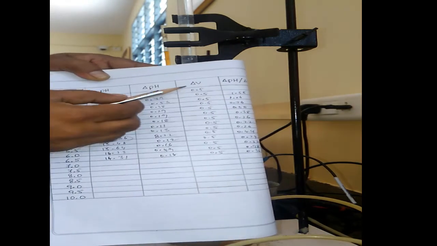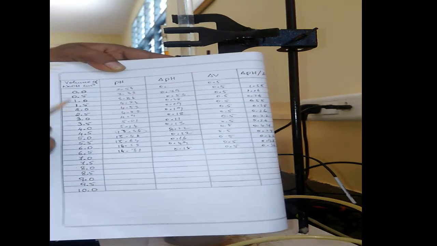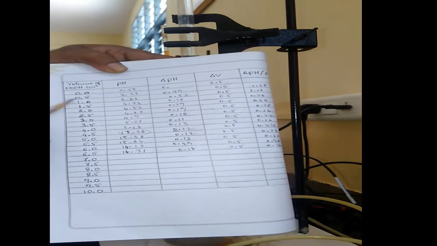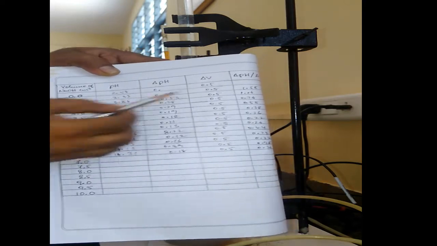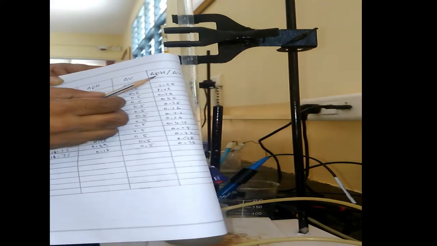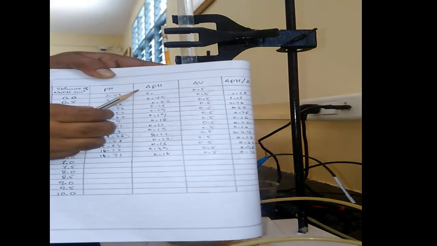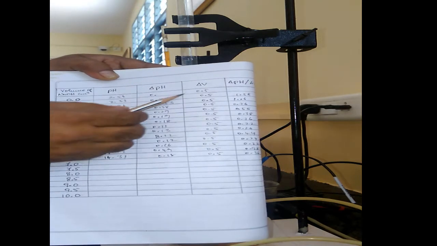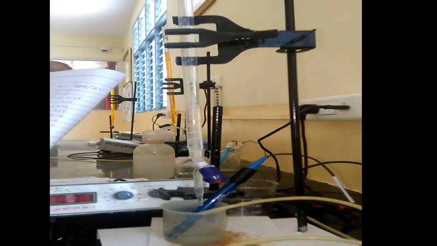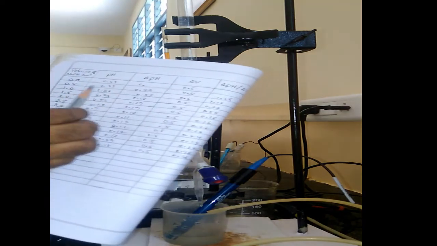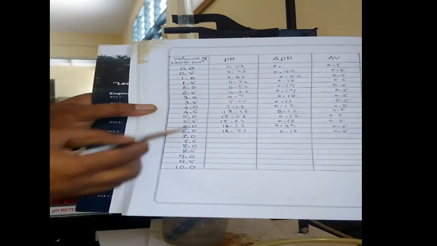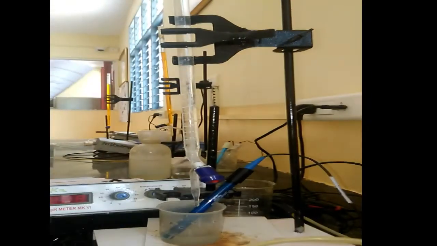In the same way the fourth column is delta V, that is the change in two successive volumes, 1.5 minus 1.0, so it is 0.5 because in the increment of 0.5 only we added, everything is 0.5 only. At the end the fifth column is delta pH by delta V, so we have to divide the delta pH third column by the fourth column delta V. We need to plot two graphs. One is delta pH by delta V versus volume of NaOH. Second graph is pH column versus directly the volume of NaOH. Like this we need to plot two graphs.